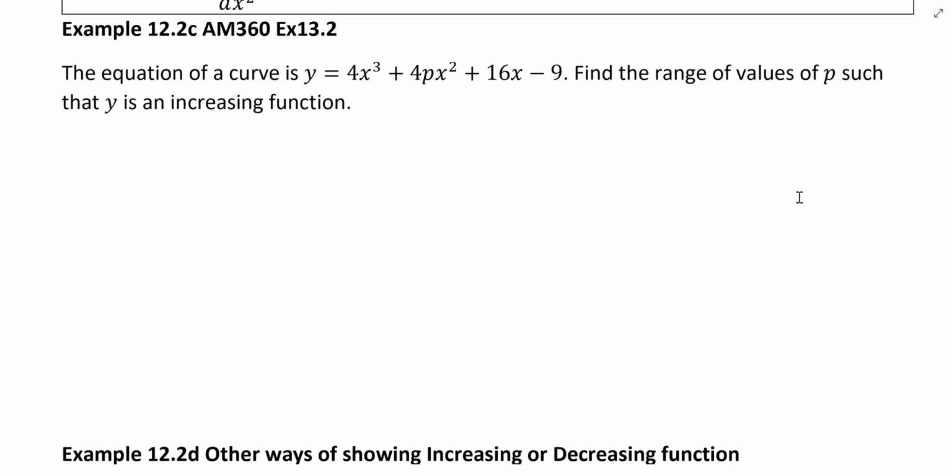This is one instance where the increasing and decreasing function question is related to a discriminant kind of question. First, the question tells you that this is the equation. Find the range of p. Now you realize over here there are two unknowns, one is x and one is p. So a discriminant will have to come into play.